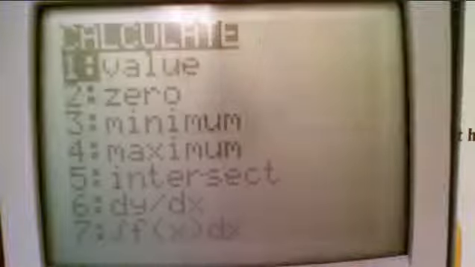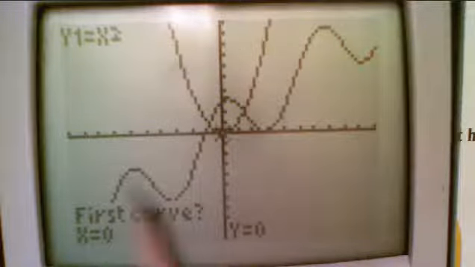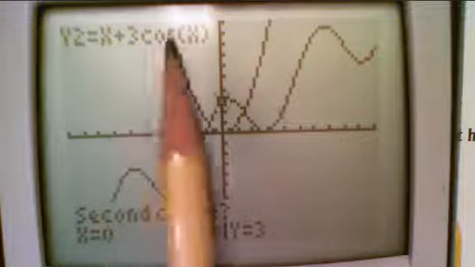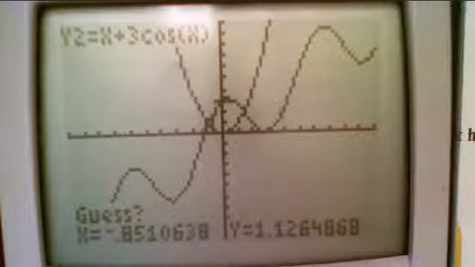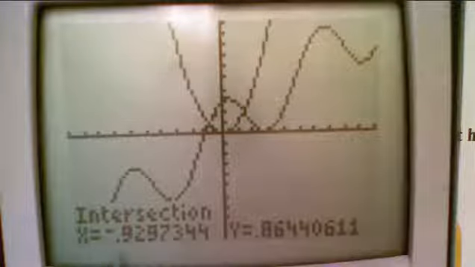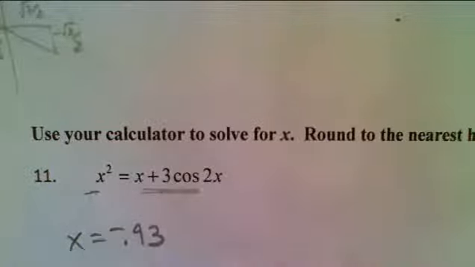So second calc intersect. First curve, it says, and that's my x squared, yep. Second curve is this equation, yep. And there's two answers, so you have to get close to each answer. So I get close to the first one, I get an intersection point when x is negative 0.93. I'm solving for x. I don't need to worry about the y value.